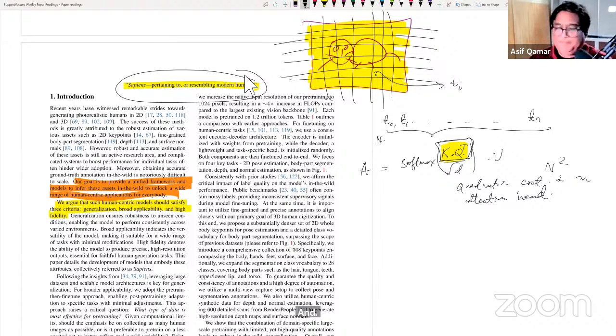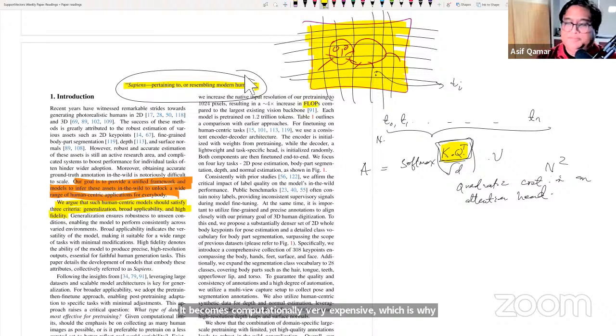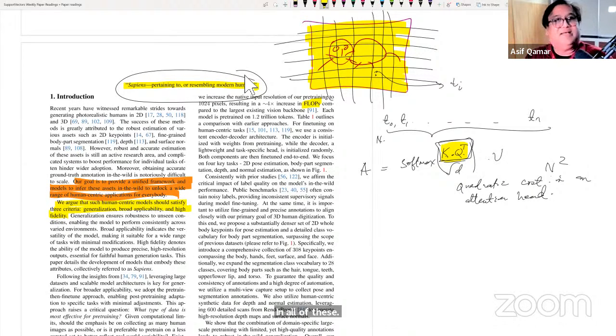So what happens? The cost blows up. It becomes computationally very expensive, which is why people have been very sensitive to the flops, the floating point operations that are involved in all of these. Now, what they are saying is that they're fine with that. They dared to use a lot of hardware, do all the computations, and said, let's see what happens.